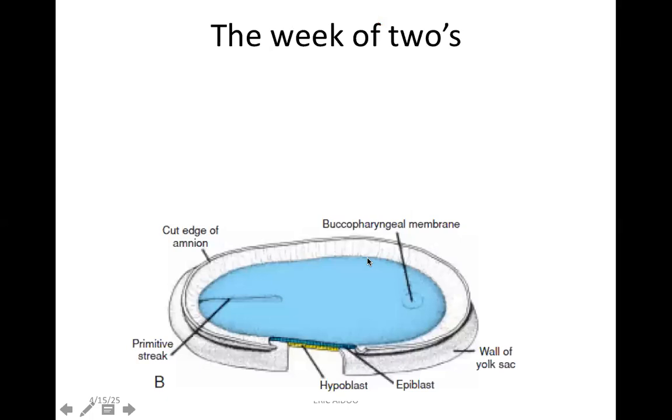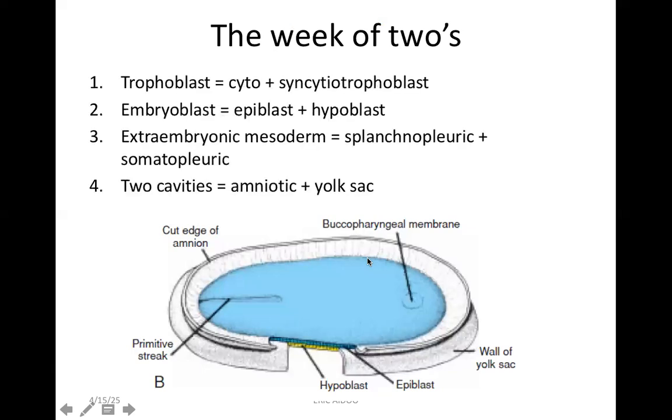So the week 2, as we covered earlier on, we said gives two structures, as in a pair of them. So let's quickly go through that. Trophoblasts will form cytotrophoblasts and syncytiotrophoblasts. Embryoblasts will be divided into epiblasts and hypoblasts. And then the extraembryonic mesoderm will be divided into splanchnopleuric and somatopleuric layers that coalesced.